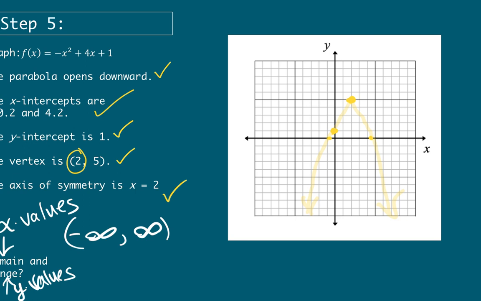And my y values are going to go all of negative infinity. You can see that I can use all of them going down into infinity, but I stop right here at the y value of 5. So I am going to go from positive 5 down into negative infinity.